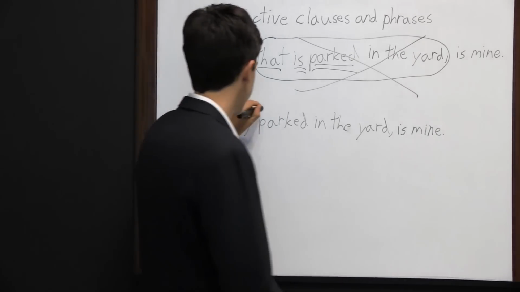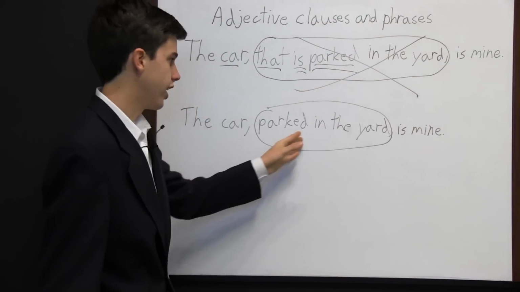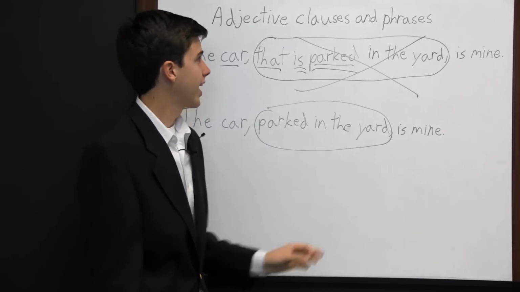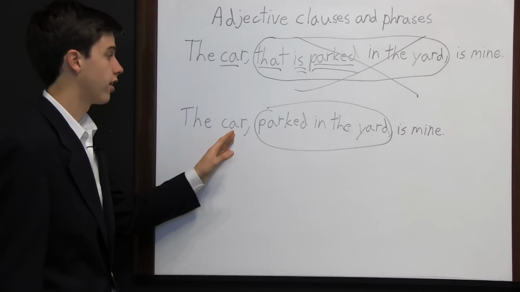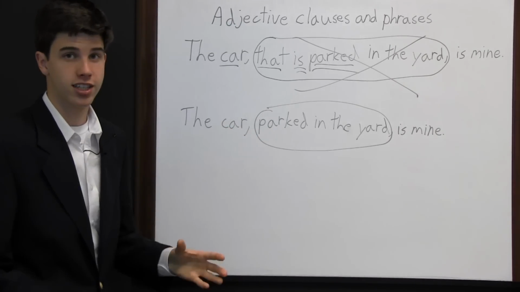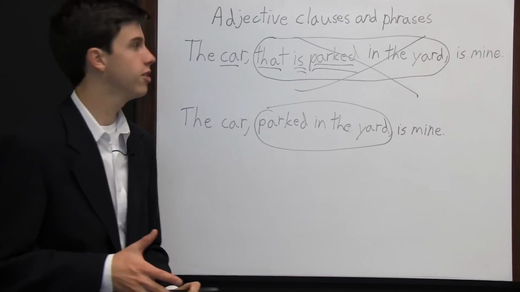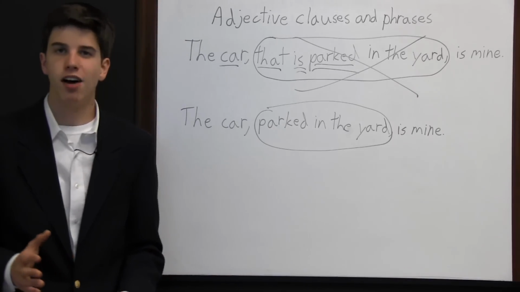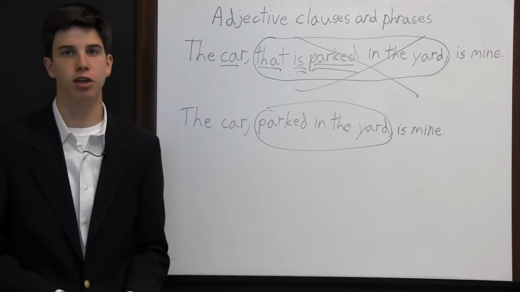So "parked in the yard" is the adjective phrase because there's no one word in here that's describing car, but collectively these words make an adjective phrase which further describes the word car. The car parked in the yard. So "parked in the yard" is telling you where the car is parked. So there you've seen a quick preview to give you a better understanding of what adjective clauses and adjective phrases are and how they can be used.